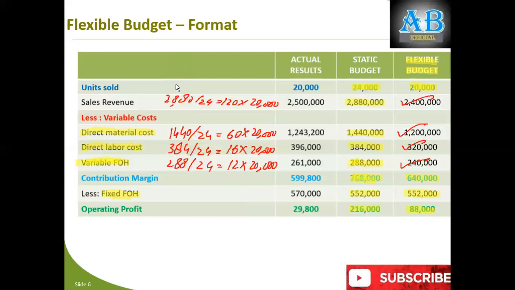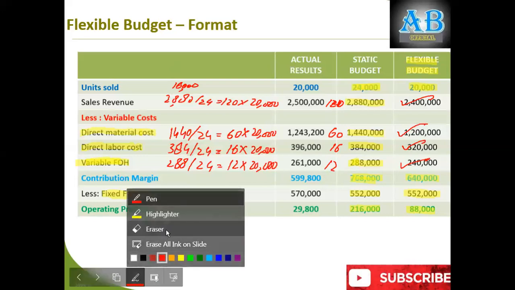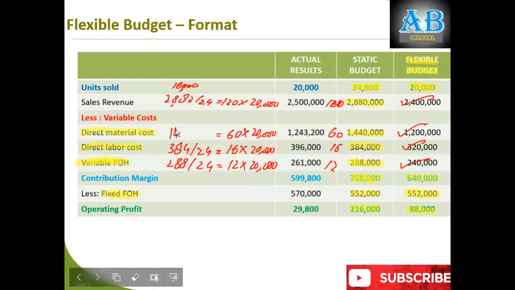So your activity level is 16,000. In that case, keep in mind we have calculated per unit cost, which is 120 sales revenue per unit, 60 direct material cost per unit, 16 direct labor cost, and variable FOH 12. So I'm erasing this data to do my calculations.